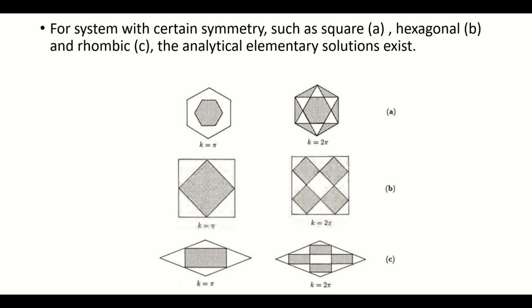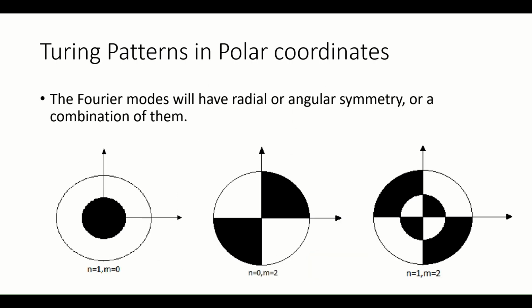Next slide. Coming to something that we use most of the time to see the Turing patterns in different systems. One such problem where we use a different kind of coordinates is the polar coordinates, or rather the polar system. Why this is useful is because it accounts for both radial and angular symmetry. And that is useful when we take, for example, the Fourier modes here.